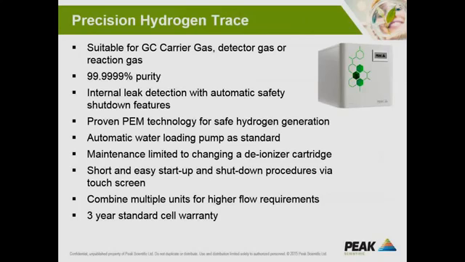A single unit has a maximum capacity of 500 cc's per minute, but to increase capacity, we can link multiple units. So if you needed a litre or 1.5 litres, we could link 2 or 3 systems, which would work in a master-slave configuration and share the output of gas required by the application. Peak offers a 3-year standard cell warranty across all the hydrogen generators, and to our knowledge, this is the best on the market.